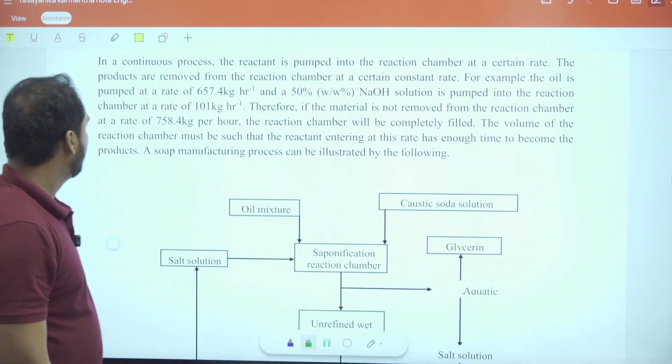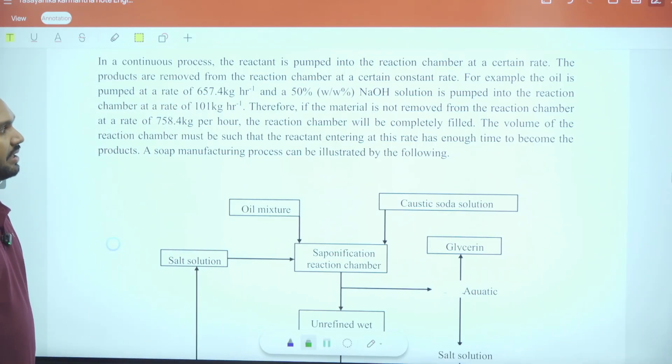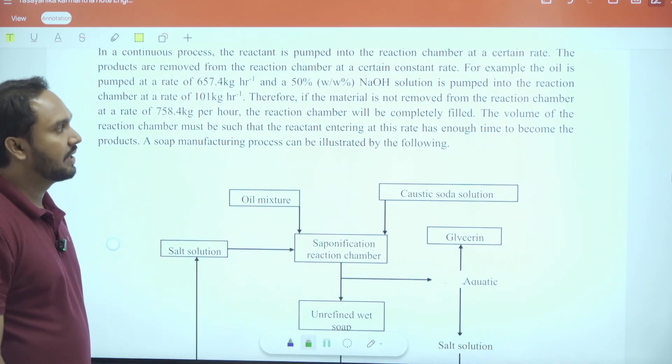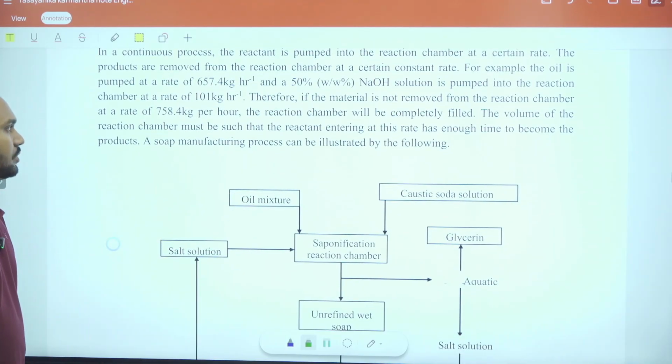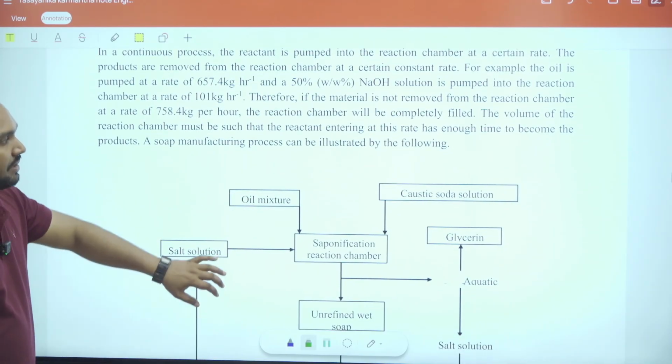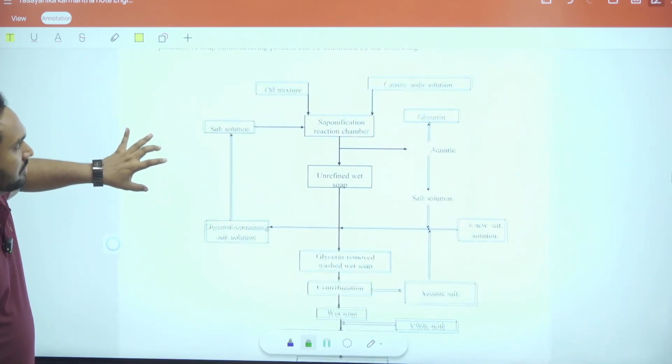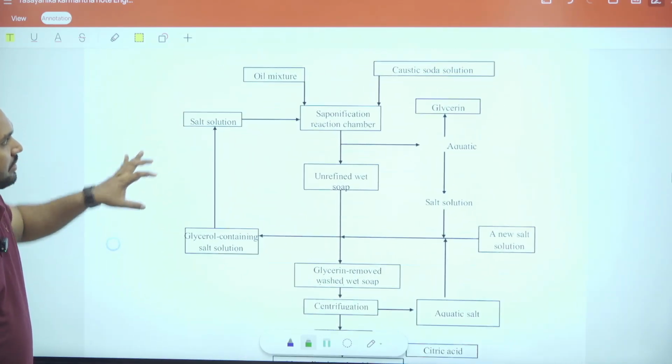The volume of the reaction chamber must be such that reactant entering at this rate has enough time to become the products. A soap manufacturing process can be illustrated by the following. Now this is what happens in the soap production, right?